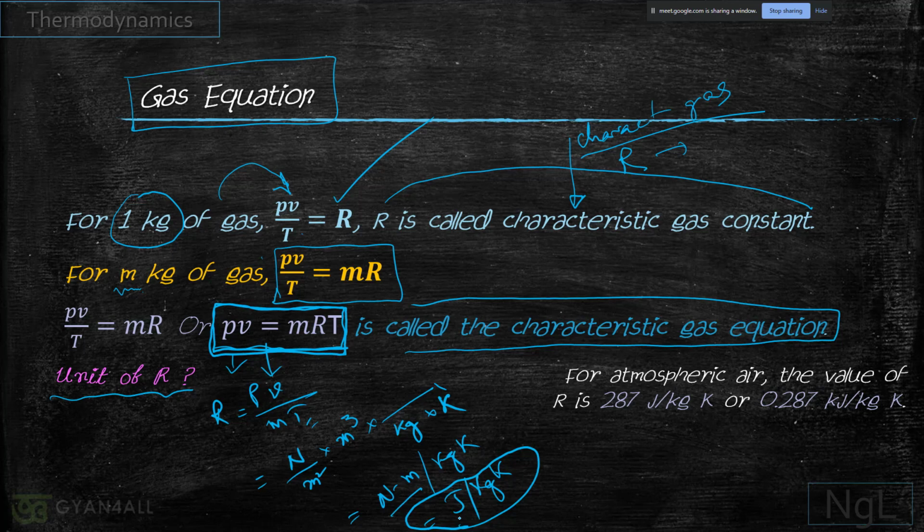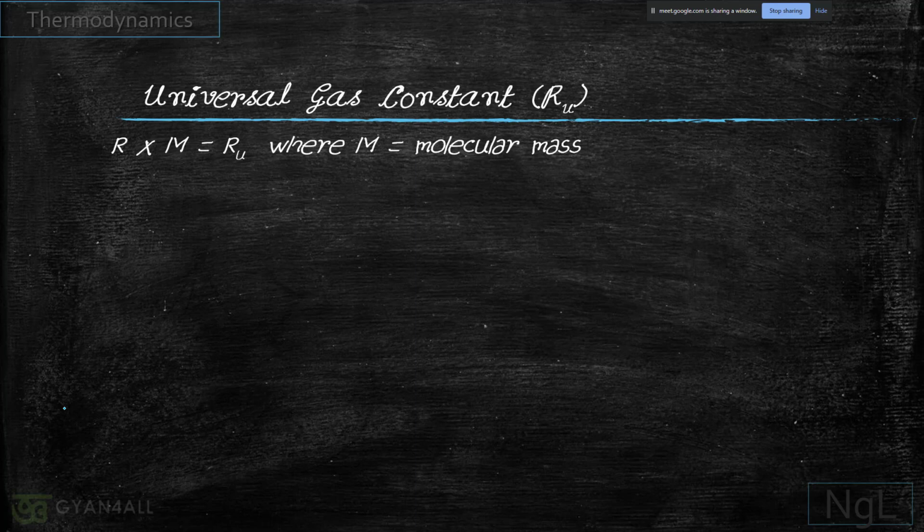We can also say it in kilojoule, then it will be kilojoule per kg per Kelvin. And the value of R for air, you need to remember, in many cases you have to remember these values, is 287 Joule per kg per Kelvin. And if you consider it in kilojoule, then it will be 0.287 kilojoule per kg per Kelvin. We have already discussed that the value of the characteristic gas constant R depends on the gas. The value of R is different for different gases.